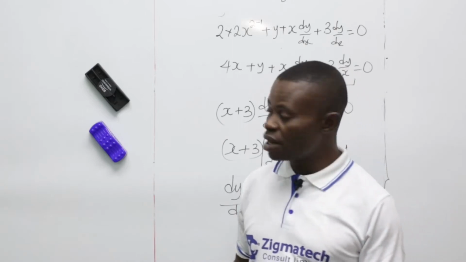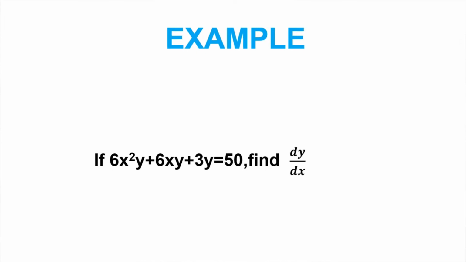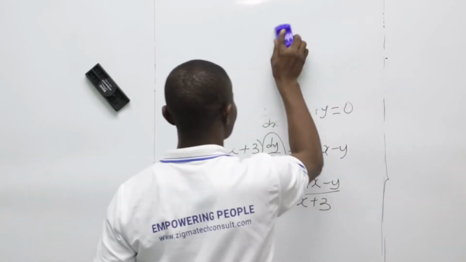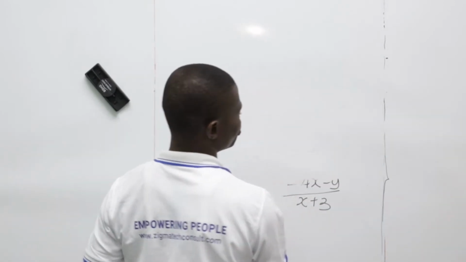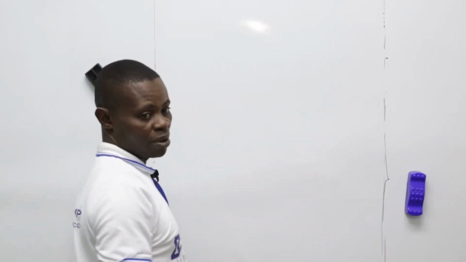Now let us take a look at another question here. If 6x squared y plus 6xy plus 3y equals 50. Now we have a bigger number this time around. But it doesn't matter. Every constant in differentiation is just zero. So be it 1000, you don't have a problem about that.